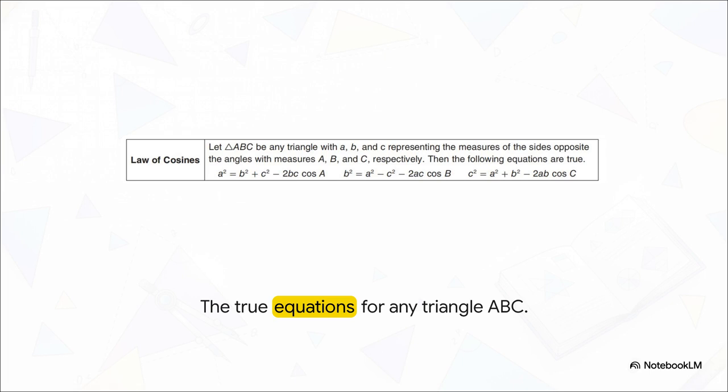These 3 equations aren't 3 different rules. They're really just 3 different ways of relating all 3 sides of a triangle to one specific angle, totally depending on which side you're trying to find.